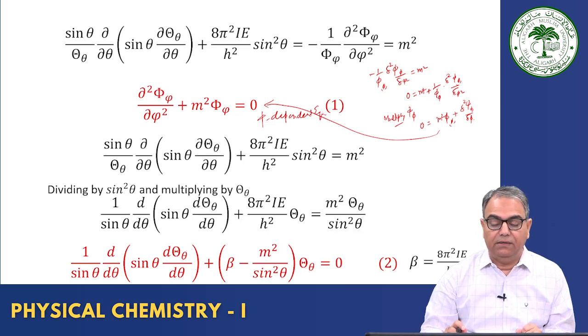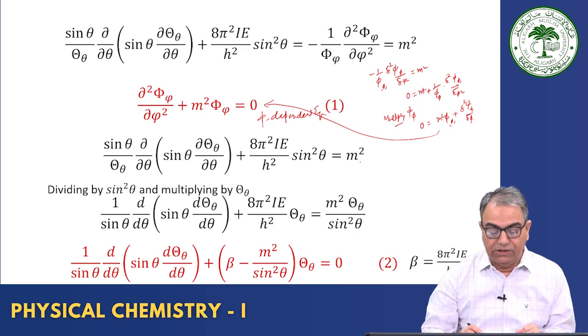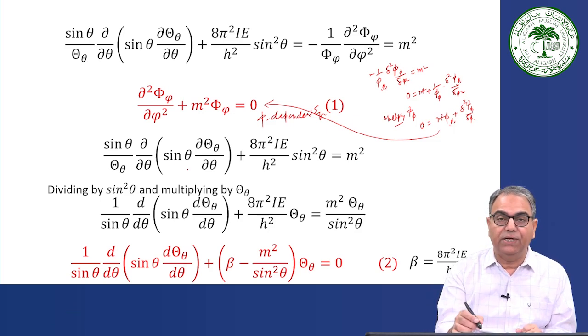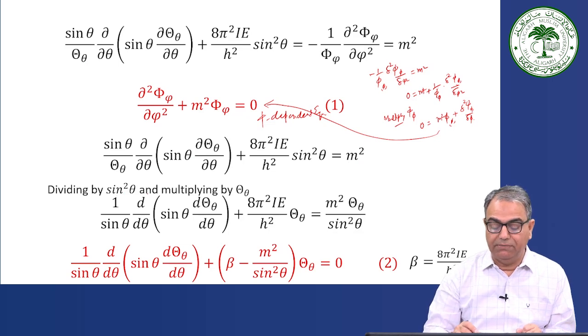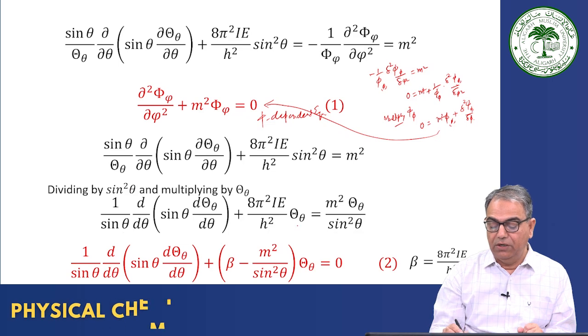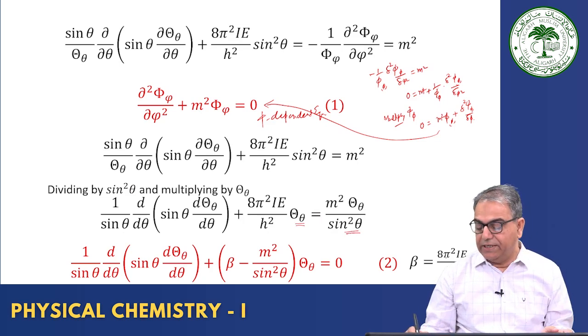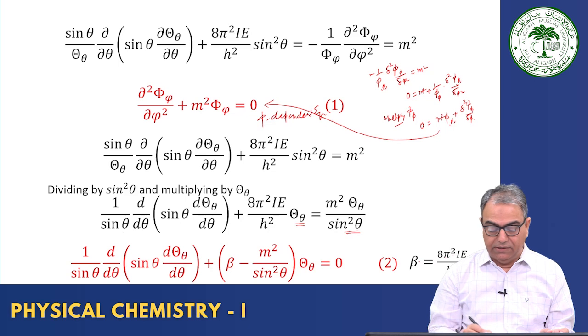Okay, then in the next case, this equation is again equal to m square. Now for simplification we divide it by sin square theta and multiply by theta theta, so that what you get is 1 by sin theta. If you divide by sin square theta, then this sin theta will come here, d by d theta sin theta del theta theta by del theta plus 8 pi square I e divided by h square. You are dividing by sin square theta, so this will go, and you are multiplying by theta theta, so this will come. So theta theta divided by sin square theta, and this we can write. If we take 8 pi square I e by h square as beta, then we can write this equation.